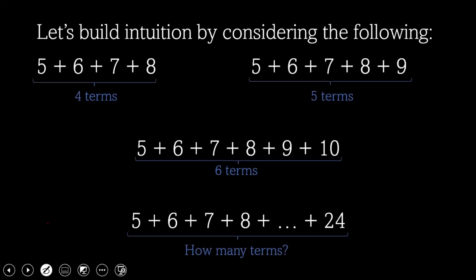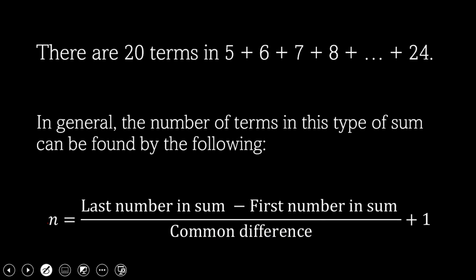Because if we start at 1 and we add all the way up to 4, it's very clear that we have 4 terms: 1 plus 2 plus 3 plus 4. In the same way, if we add 1 plus 2 plus 3 all the way up to 100, it's clear that there's 100 things that we're adding together. But if we don't start at 1, it's not so clear. If we wanted to look from 5 plus 6 plus 7 all the way up to 24, there are 20 terms. But we can figure that one out by using this nice formula.